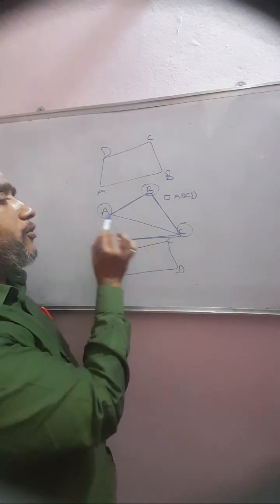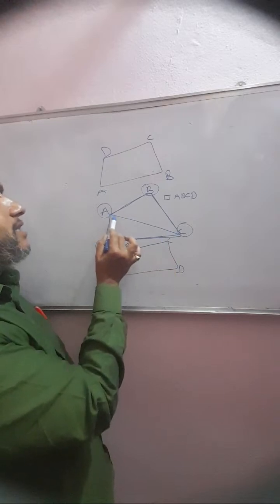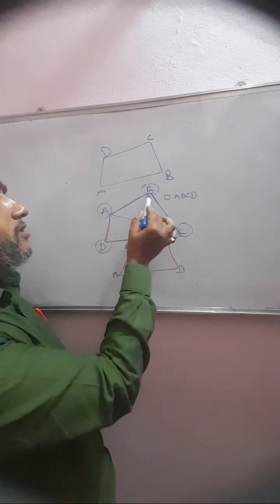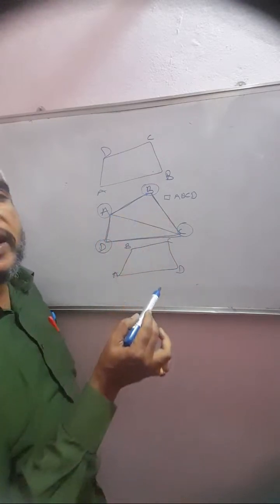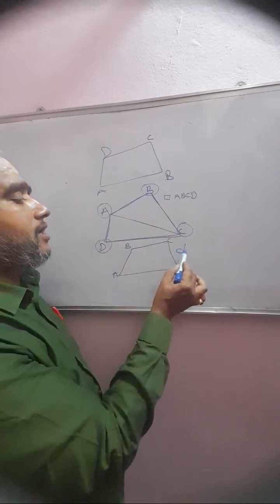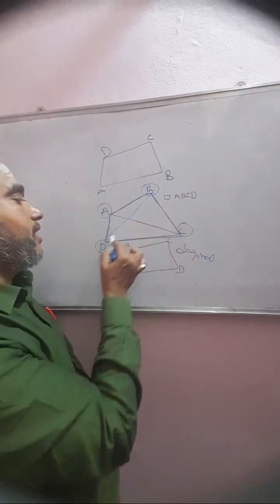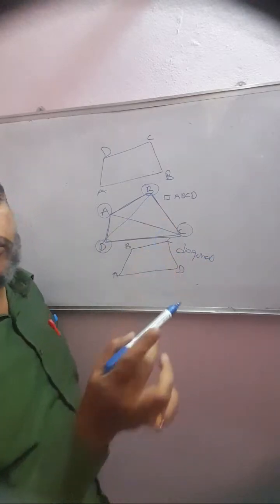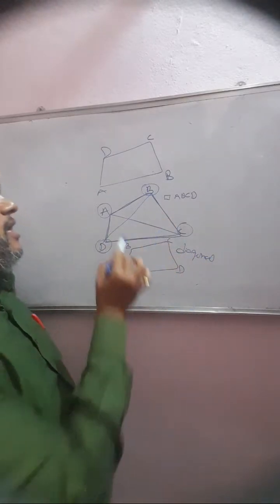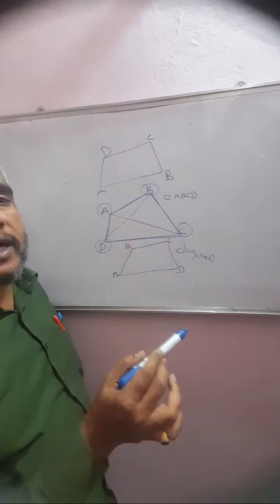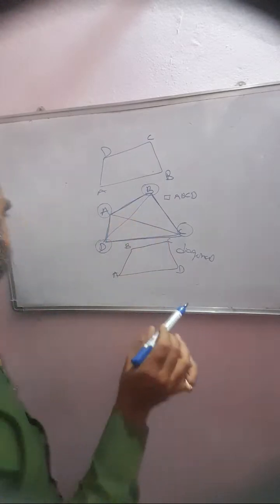These two are opposite vertices. A line segment joining opposite vertices is called a diagonal. What is it called? Diagonal. So a quadrilateral will have how many diagonals? It will have 2 diagonals. That is important.